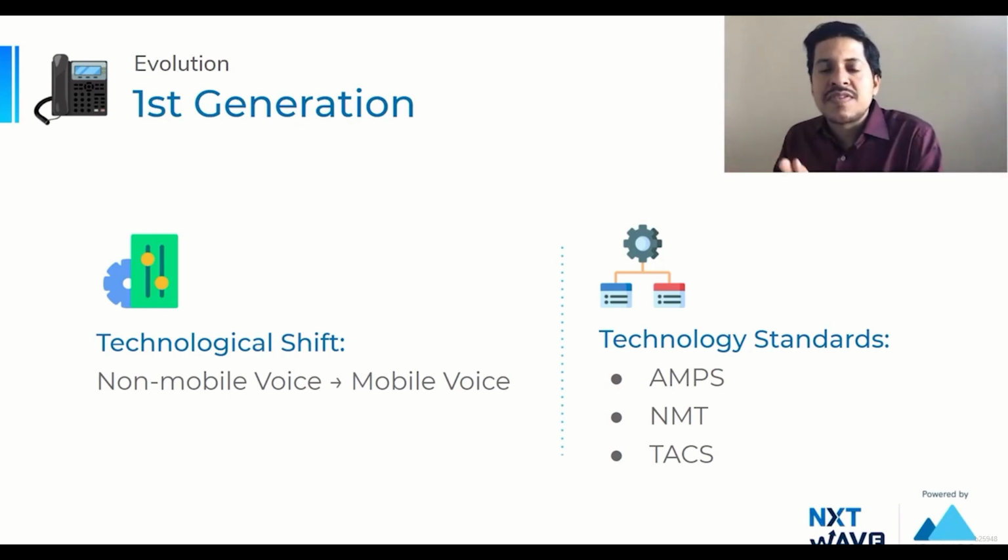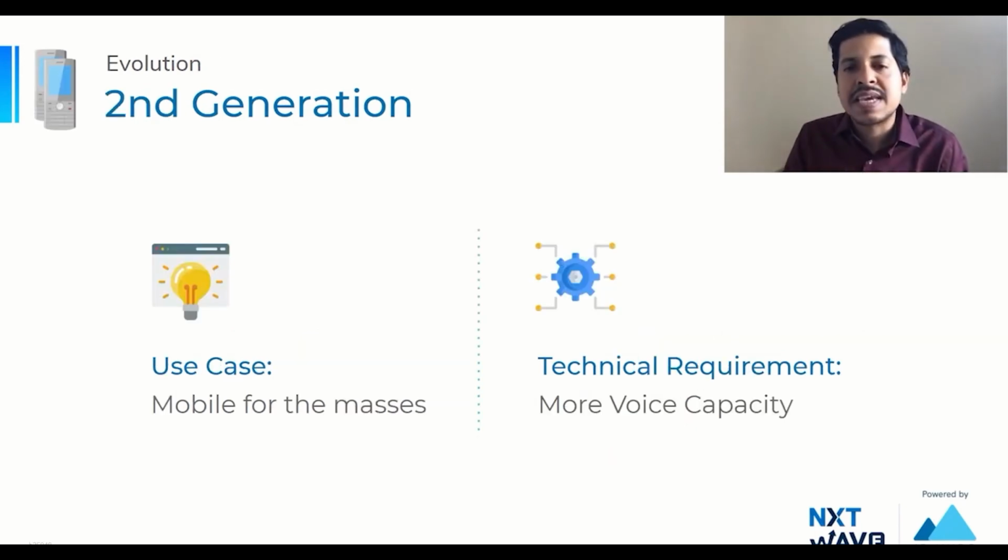The second generation was created by the need to support mobile for the masses. The first generation of mobile networking was limited to the elite. Only a very few people, the rich and the well-to-do, could afford a mobile phone and make voice calls. It was not a mass technology.